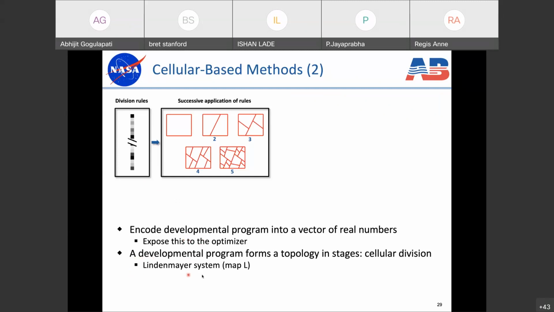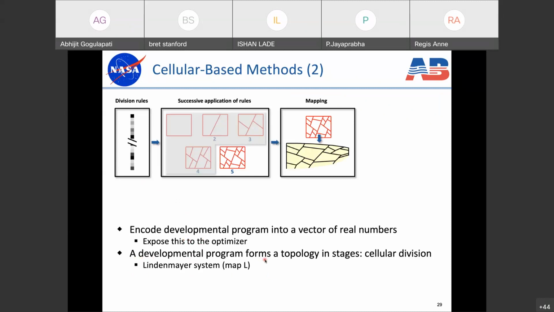This is what's known as an L-system, or a Lindenmayer system. This is fairly well known in the biology and the biological engineering community. Once we finish with this, we take this final topology and we map it onto our structural engineering application area. For us, it's a membrane wing. So we're going to reinterpret these cell walls as carbon fiber batten structures embedded within a membrane wing, for example.